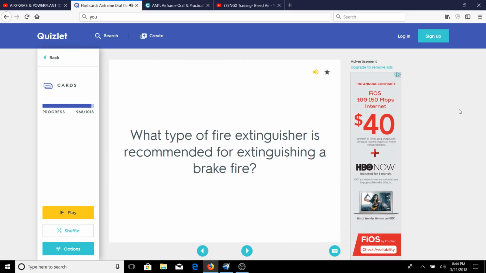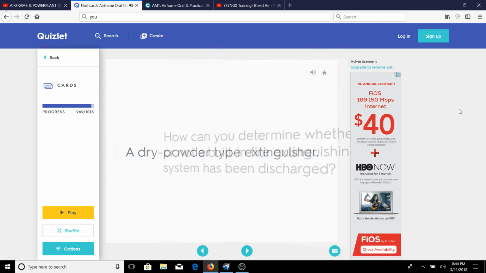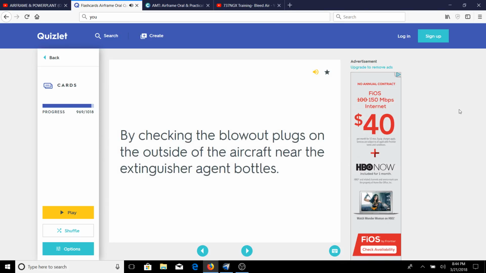What type of fire extinguisher is recommended for extinguishing a brake fire? A dry powder type extinguisher. How can you determine whether or not a built-in fire extinguishing system has been discharged? By checking the blowout plugs on the outside of the aircraft near the extinguisher agent bottles.